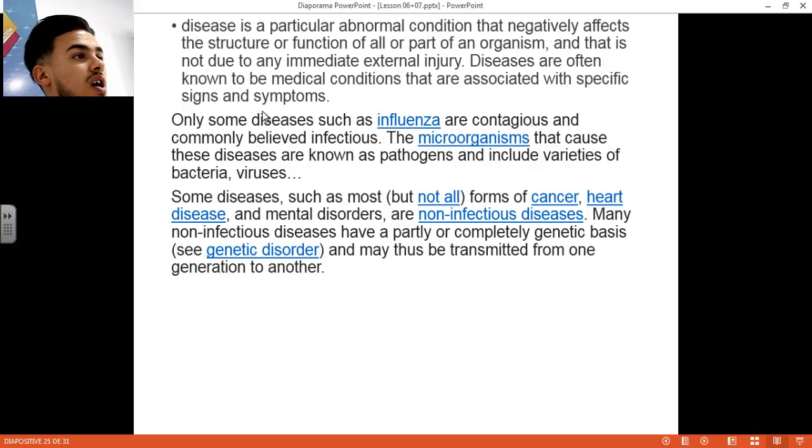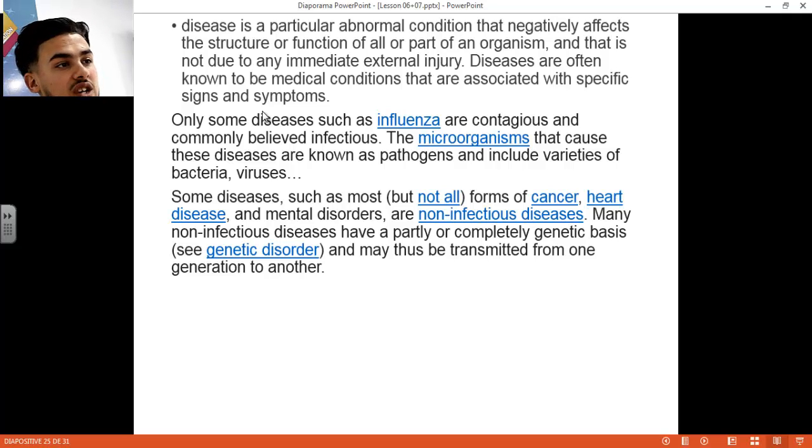What is a disease? A disease is a particular abnormal condition that negatively affects the structure or function of all or parts of an organism, and that is not due to any immediate external injury. So diseases are not because of external injuries. Diseases are often known to be medical conditions associated with specific signs and symptoms. Only some diseases, such as influenza, are contagious, which means they transmit through contact, and are commonly believed to be infectious.